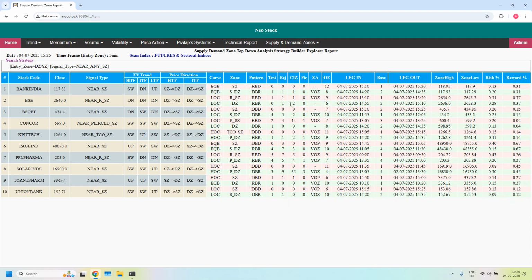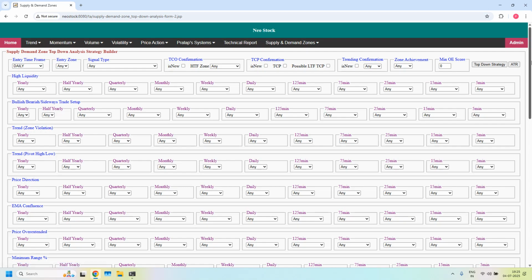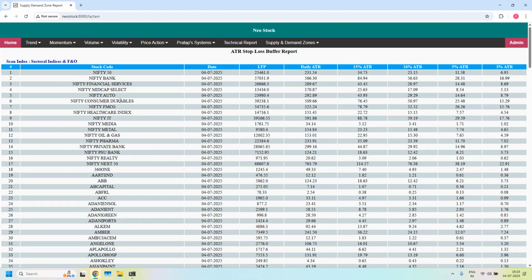And in the final report, let us generate stop buffers based on daily ATR. First 17 in this list are indices, remaining all are equity stocks. So I'm scrolling the list down. Whichever the stock you want to refer, there pause the video. After that you can proceed further. Okay, I'm scrolling the list down.